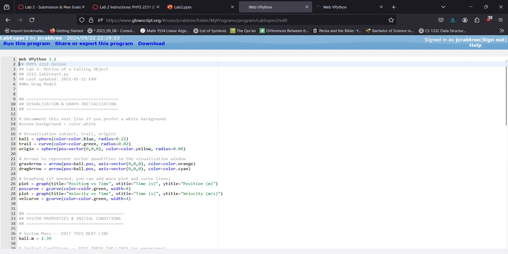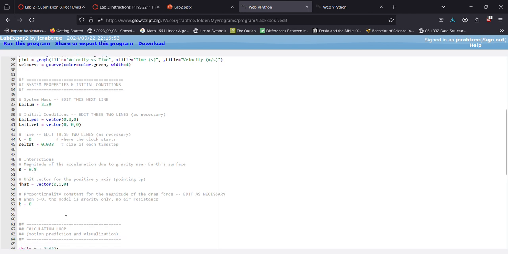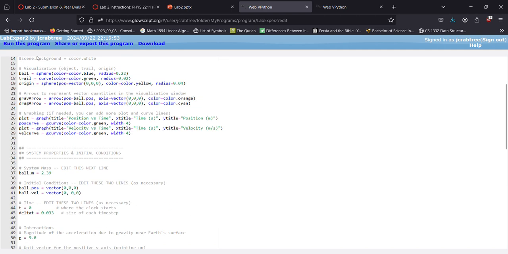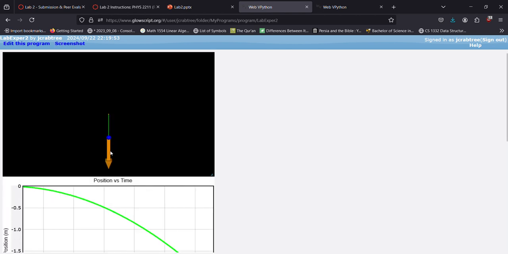Here is the model just accounting for the force of gravity with the drag coefficient equal to 0, so that there would be gravity only. Here is the ball falling just in the negative y direction with no drag force moving in the opposite direction.